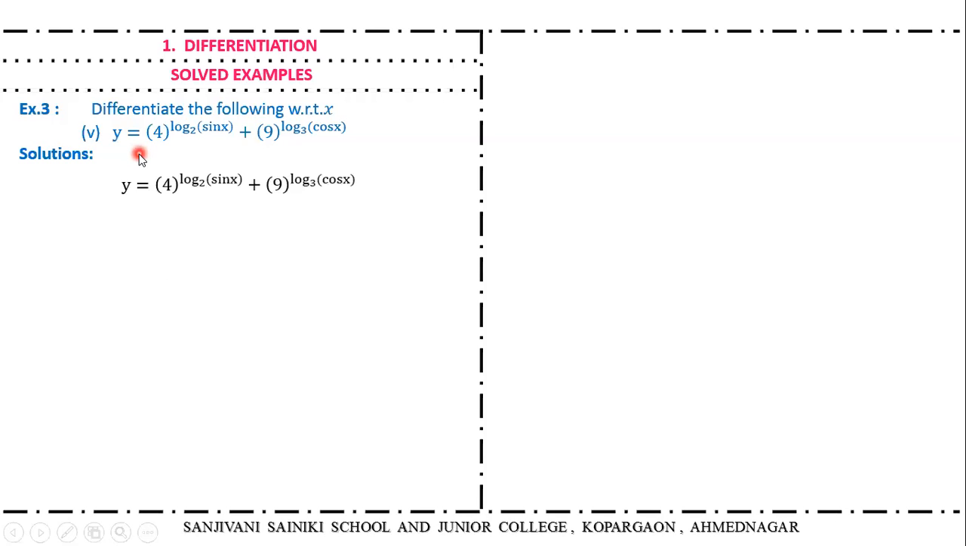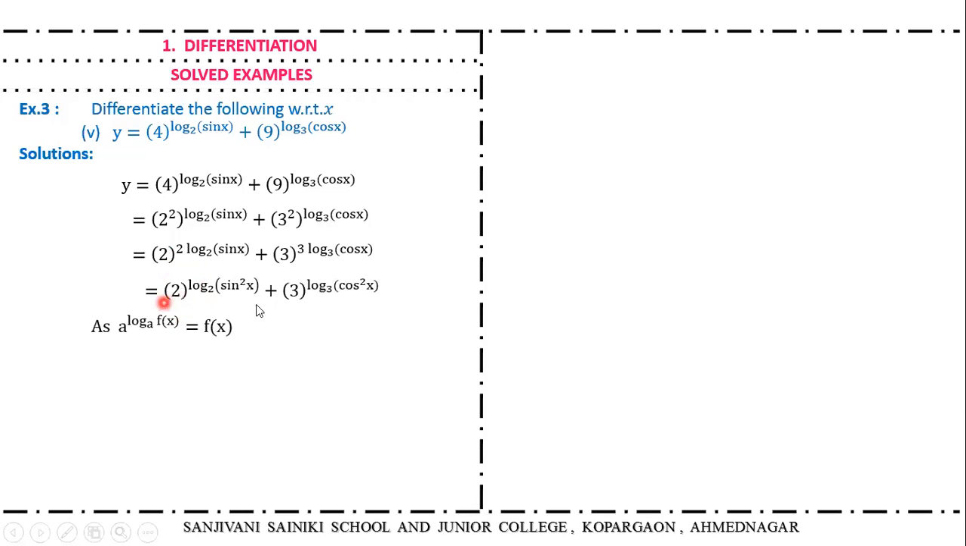Now differentiate with respect to x: y is equal to 4 raised to log of sin x to the base 2, plus 9 raised to log of cos x to the base 3. I can write this 4 as 2 square and this 9 as 3 square. Then again, using the laws of logarithm and the laws of exponents, laws of indices, I can write this as it is, and in that again I will write like this.